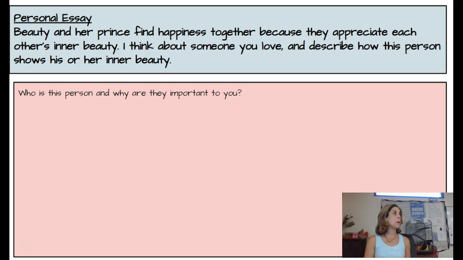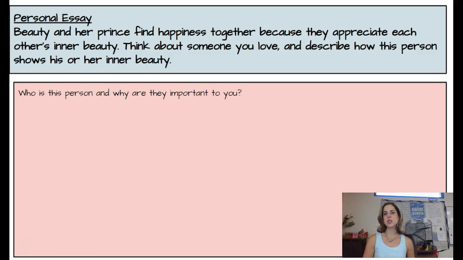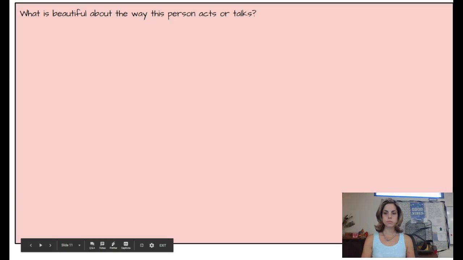So next thing you're going to do is a personal essay. All right? Beauty and her prince find happiness together because they appreciate each other's inner beauty. Think about someone you love and describe how this person shows his or her inner beauty. Oh my goodness, I am so pumped up to read these personal essays. So you're going to put a person and why they are important to you, and just use RACES.